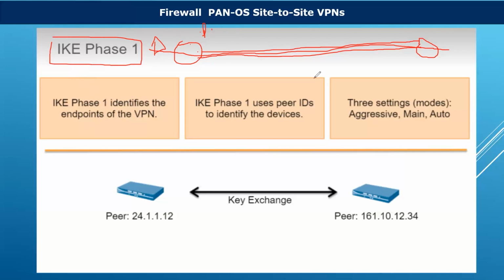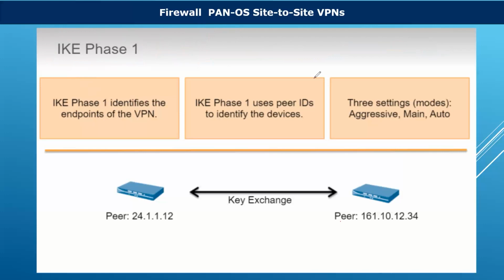Okay. So guys, in this IKE phase one, how will it work and how are we going to establish this IKE phase one? In phase one, first of all, identify the endpoint of the VPN. Meaning what is the endpoint? Who is the peer? Peer one is this. Peer two is this. Both are our peers. Okay. So it will use the peer ID to identify the device. Peer ID means it's an IP address we are using to identify the device.